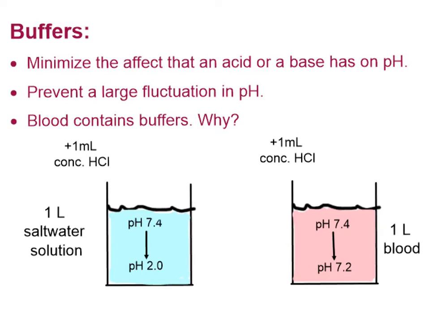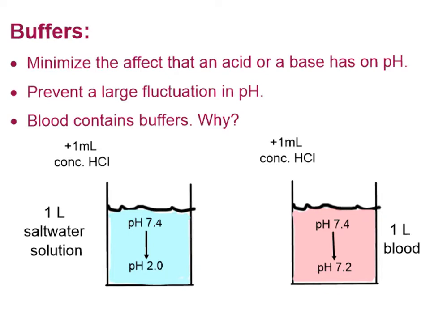I want you to think about this while I just describe the situation. If we have 1 liter of salt solution and we add a milliliter of concentrated hydrochloric acid to this solution, the pH will go down. If we have a pH of 7.4 initially, it will go all the way down to a pH of 2. It becomes very, very acidic. Blood, on the other hand, if we take 1 liter of blood at a pH of 7.4, same starting pH, and we add 1 milliliter of concentrated hydrochloric acid to this blood, which, remember, has a buffer in it, the pH only drops a little bit to 7.2.